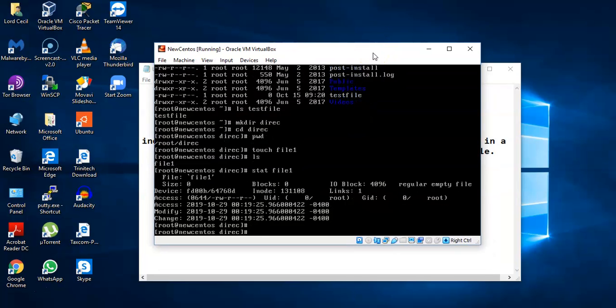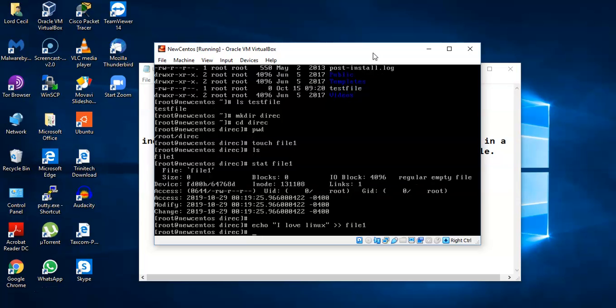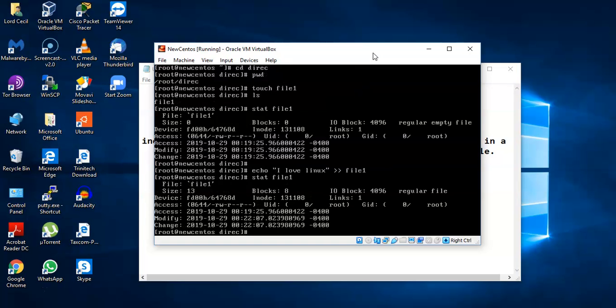So let's say I go back into the file called file1, and I'm going to put content into it. Let's say echo "I love Linux", I close my quotes and redirect it into file1. That is in file1 right now, right? So I can run stat again on file1 and hit enter on my keyboard.